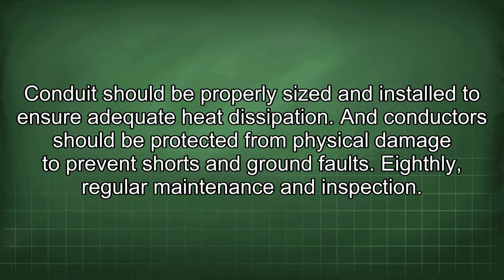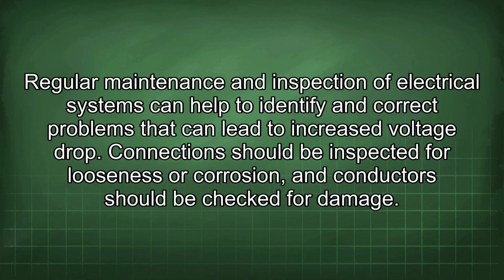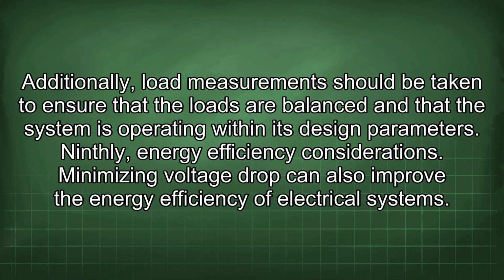Eighthly, regular maintenance and inspection. Regular maintenance and inspection of electrical systems can help to identify and correct problems that can lead to increased voltage drop. Connections should be inspected for looseness or corrosion, and conductors should be checked for damage. Additionally, load measurements should be taken to ensure that the loads are balanced and that the system is operating within its design parameters.